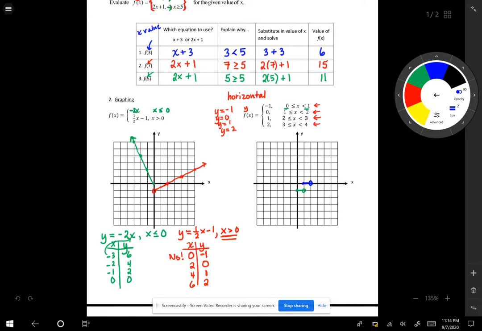Okay, the next one is between 2 and 3. Here's the number 2. There's 3. So here's 2 and 3. So including 2, but not including 3.